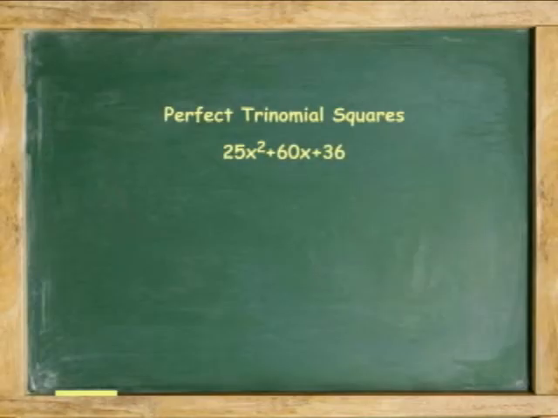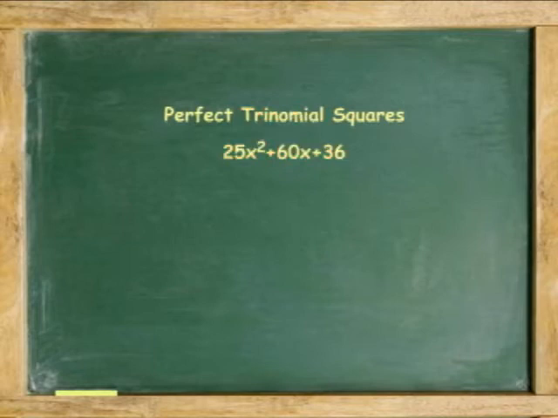Like the difference of two squares, a perfect trinomial square is formed by two squares. But unlike the difference of two squares, it is a trinomial and not a binomial. And how do you recognize a trinomial that is a perfect square?